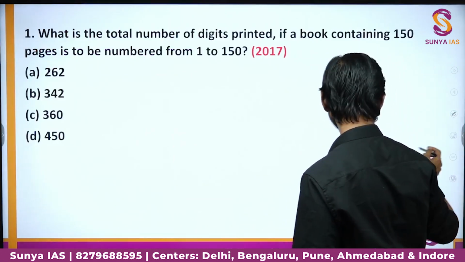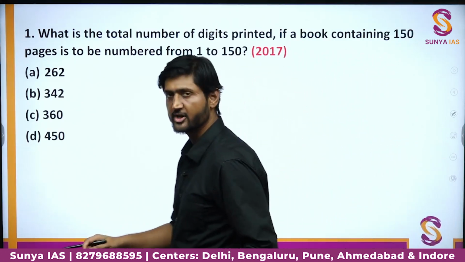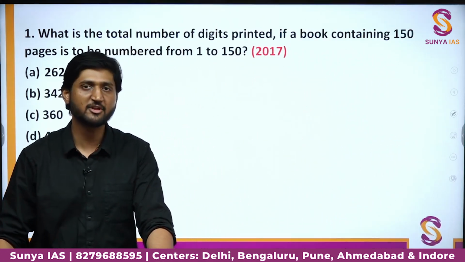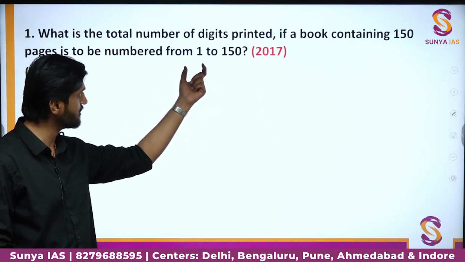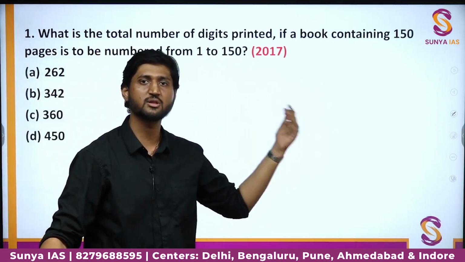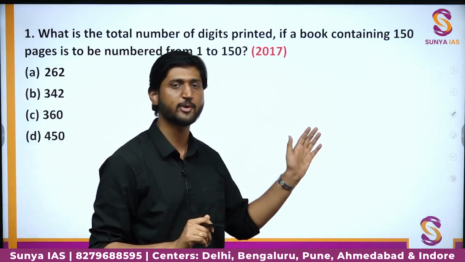So let us begin our discussion now. These 2 questions we are going to see, number 1 and number 2 after it. They are based on the idea of how many digits are there from the numbers from 1 to 150. This is the idea in this question. Just try to understand the approach which I am following and you will be good to go.